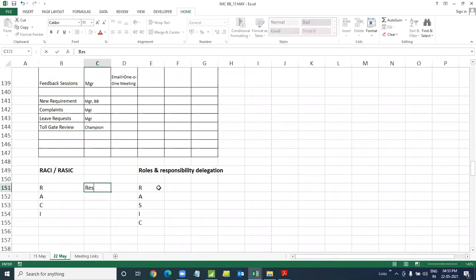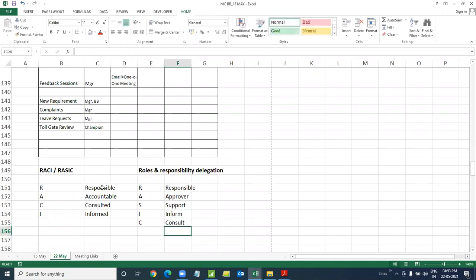This is responsible, accountable, consulted, and informed. In the Six Sigma world, we say responsible, approver, support, inform, and consult. There isn't any change. Responsible is responsible, accountable is approver, consulted is consult, informed is inform. You have an extra S in the RASIC model. That's it. There's no other difference in these two models. We prefer RASIC because it gives more clarity than the RACI model. Let's understand the purpose of this and the meaning of these roles. But before we do that, let's understand the template and lay down the steps, what needs to be done.